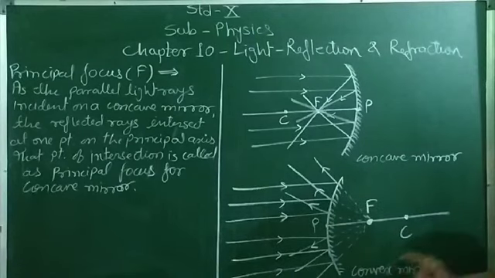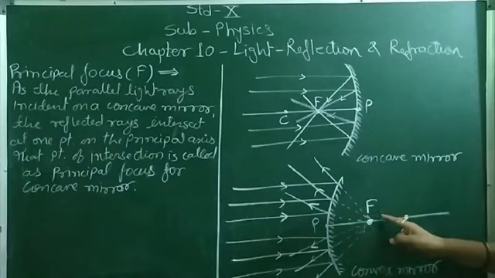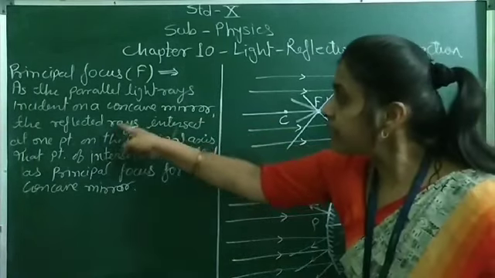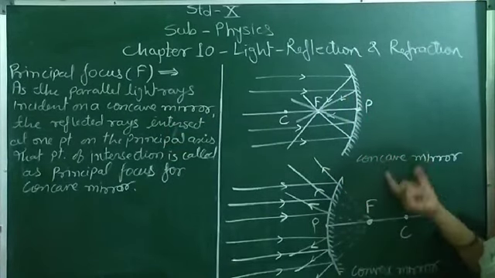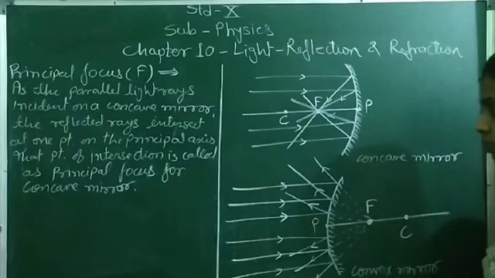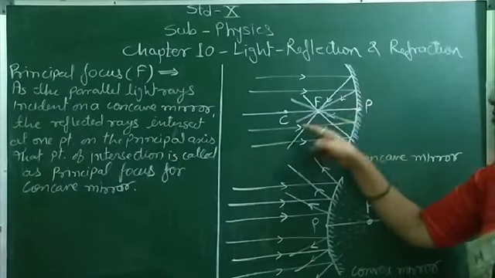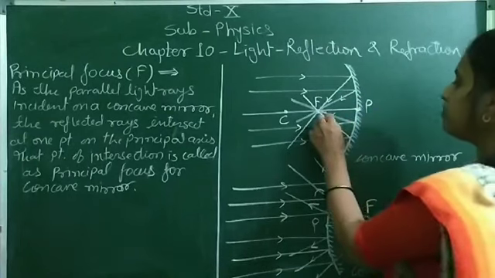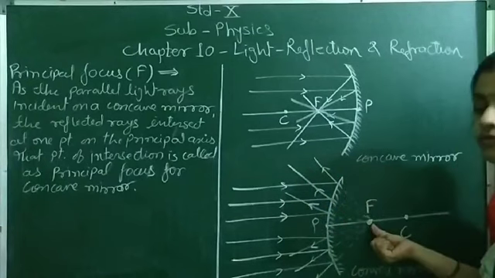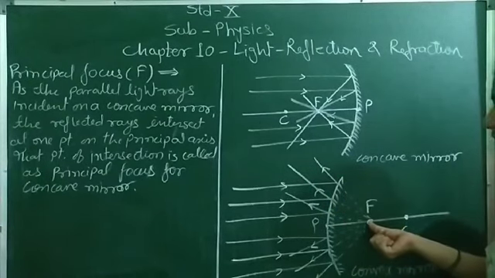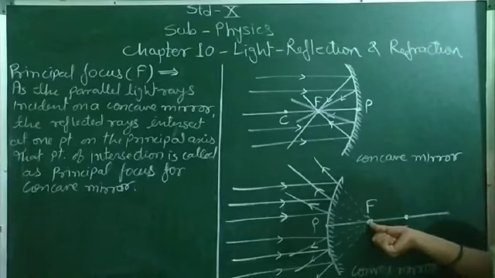So what do we mean by principal focus for a convex mirror? As parallel light rays are incident on a convex mirror, the reflected rays appear to come from one point. That is the difference between the concave mirror and the convex mirror. In a concave mirror, the reflected light rays actually intersect at one point, and in a convex mirror, the reflected rays appear to come from one point on the principal axis.